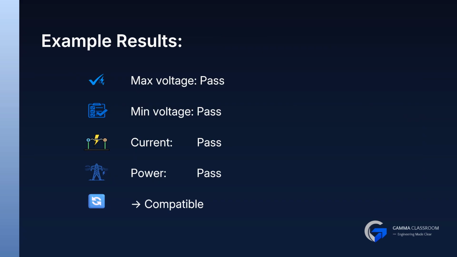In this example, all checks pass: maximum voltage, minimum voltage, current, and power. The array is fully compatible with the inverter.